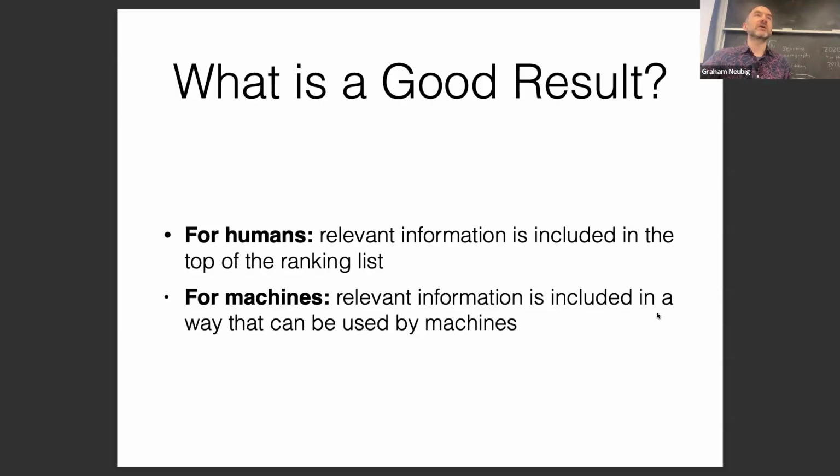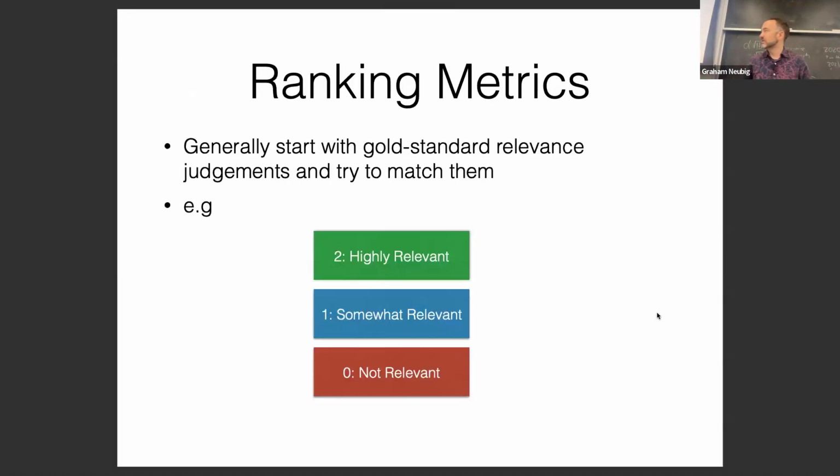For machines, it's much less obvious, especially now that we have much longer context models. It might be just that we need the relevant information somewhere in all of our retrieved data. So the desiderata of these two things are different. Most evaluation metrics, I think, focus on the human case. So I'm going to talk about those a bit, but at the end, I'll also talk about the machine case.